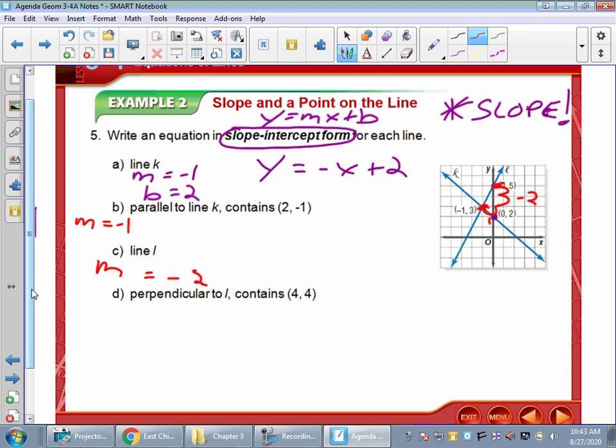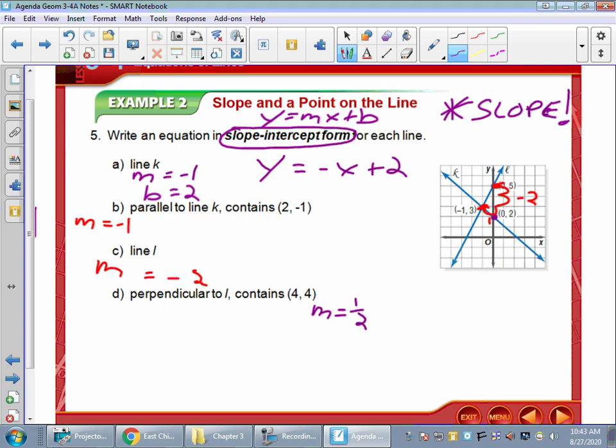Okay? And then finally, letter D, what's the slope? It's going to be perpendicular to L. So again, if you remember, perpendicular lines have an opposite reciprocal slope. Well, then this one, you could say the slope would have to be a positive 1/2, because it would be perpendicular to line L. Line L's slope was a -2, so the opposite would make that positive. The reciprocal would make that 1/2.